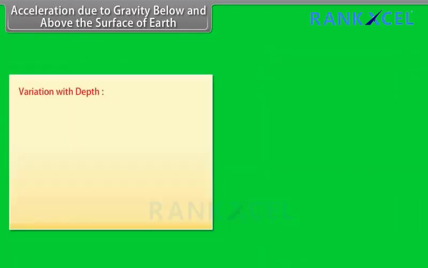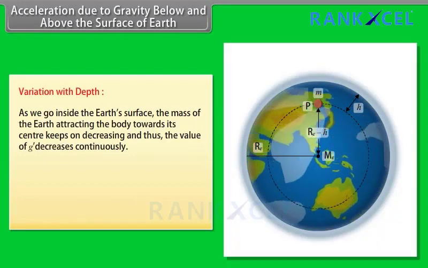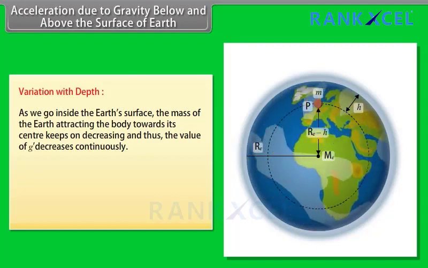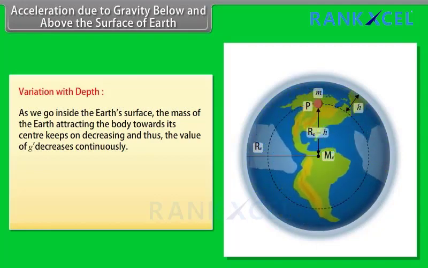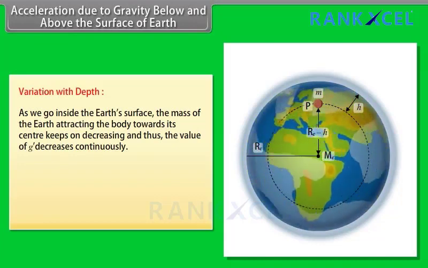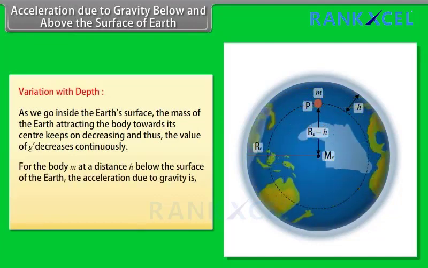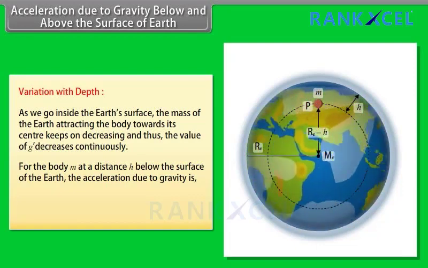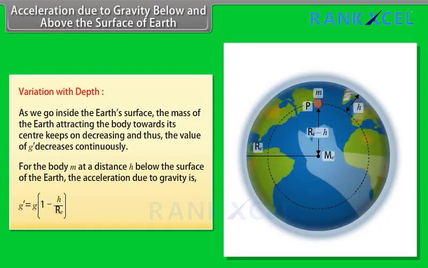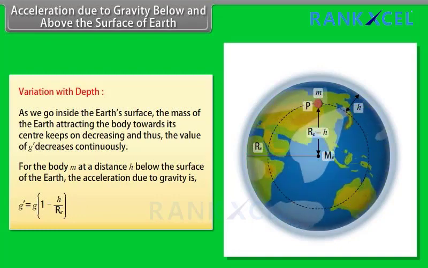Variation with depth. As we go inside the Earth's surface, the mass of the Earth attracting the body towards its center keeps on decreasing, and thus the value of g decreases continuously. For a body of mass m at a distance h below the surface of the Earth, the acceleration due to gravity is g dash is equal to g multiplied by 1 minus 2h upon R_E.